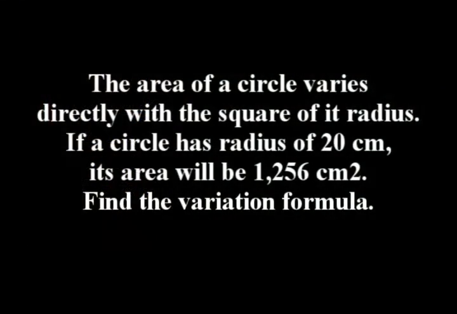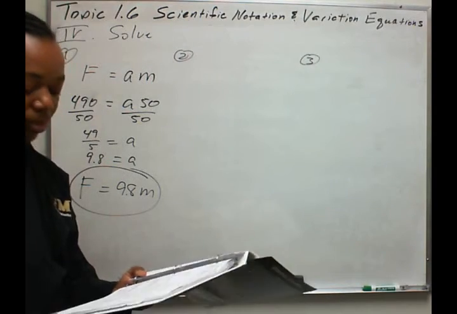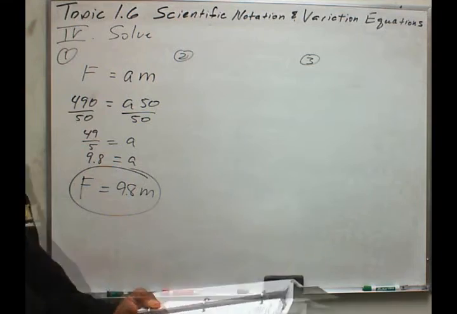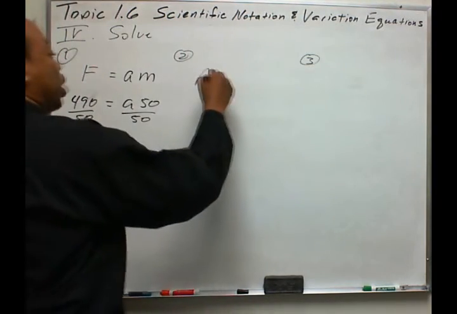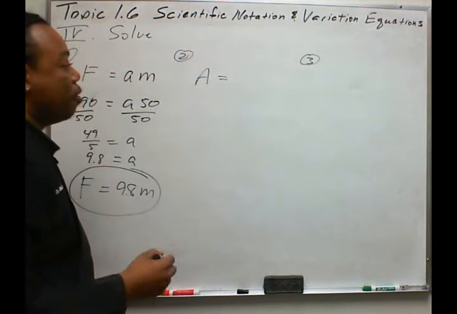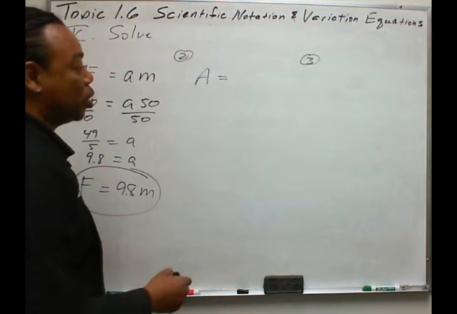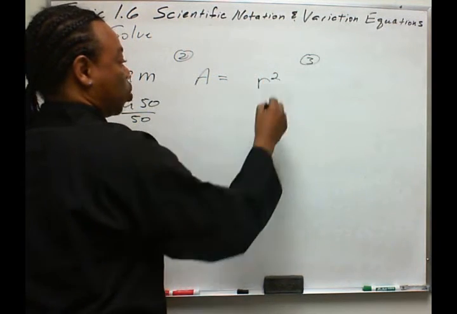Number 2, the area of a circle varies directly with the square of its radius. If a circle has a radius of 20 centimeters, its area will be 1,256 centimeters squared. Find the variation formula. Okay, the area of a circle varies directly with the square of its radius. The area of a circle, we use A for the area, varies directly with the square of its radius. Well, here's the radius, and here's its radius squared.